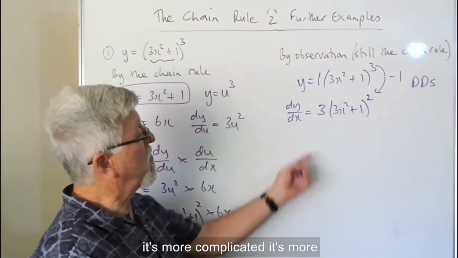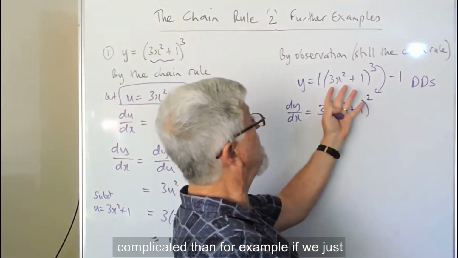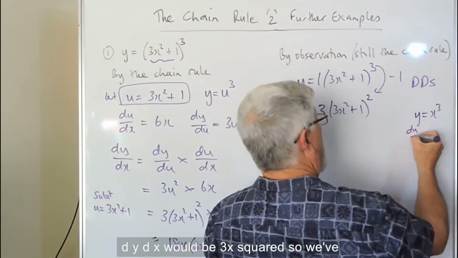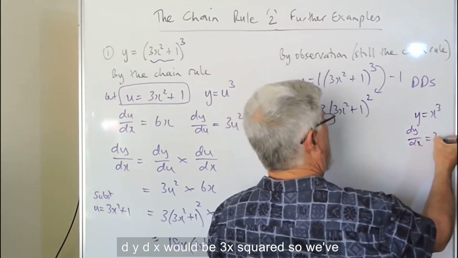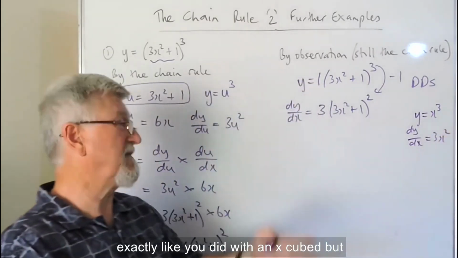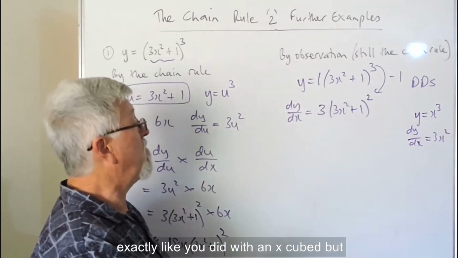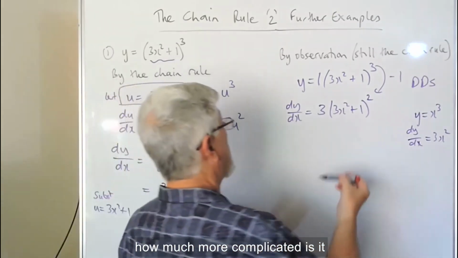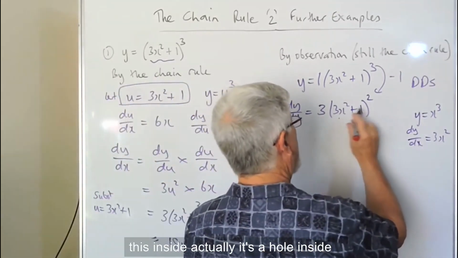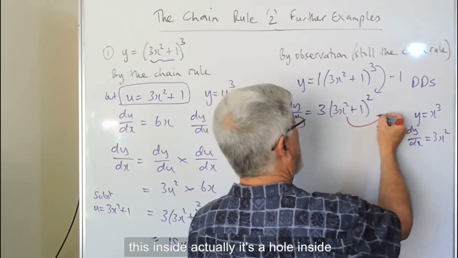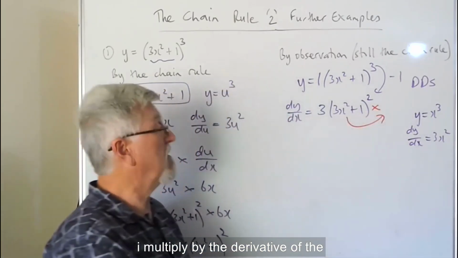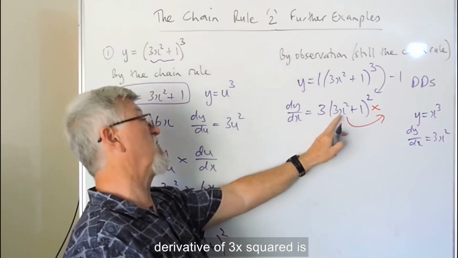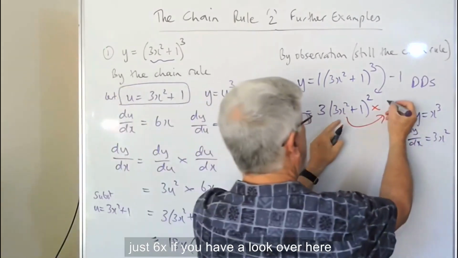And then it's more complicated. It's more complicated than, for example, if we just have y equals x cubed, dy dx would be 3x squared. So we've just done exactly like you did with an x cubed. But it's more complicated. How much more complicated is it? This inside, actually it's the whole of the inside, I multiply by the derivative of the inside. So the derivative of the inside, the derivative of 3x squared is just 6x.